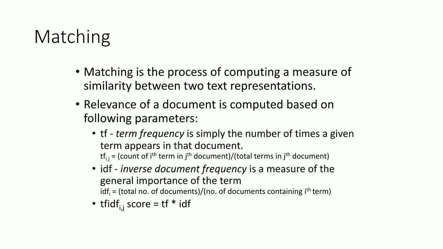TF is the term frequency, which is simply the number of times a given term appears in that document. The formula is given: term frequency is the count of the ith term in the jth document upon the total terms in the jth document. IDF is the inverse document frequency, which is a measure of the general importance of the term. IDF is equal to the total number of documents upon the number of documents containing the ith term. The score is equal to TF into IDF.